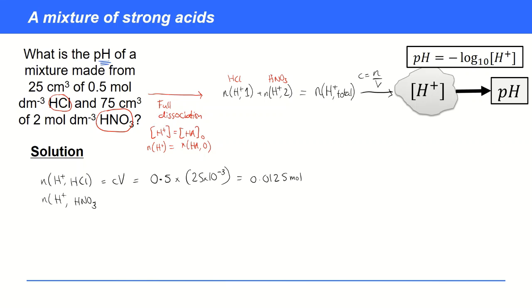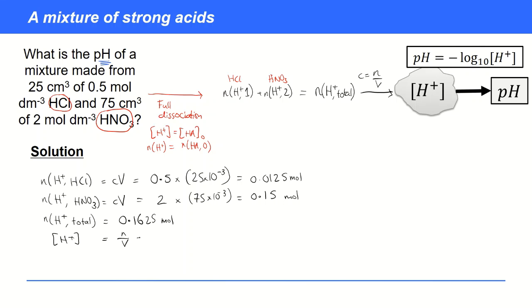The number of moles of H plus ions from HNO3 is going to be a little bit bigger because we've got more of it and it's a higher concentration, but again it's concentration times volume. 2 is the concentration. The volume this time is 75 times 10 to the minus 3, which is going to come out at 0.15 moles. Then we work out the number of moles in total, which is just adding these together, so it's going to be 0.1625 moles.